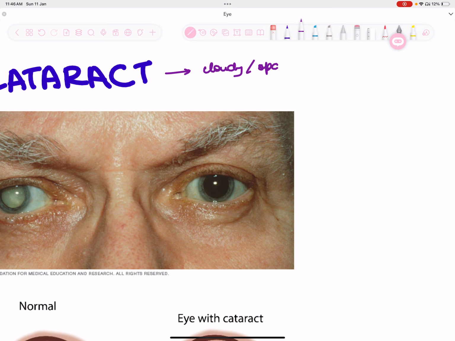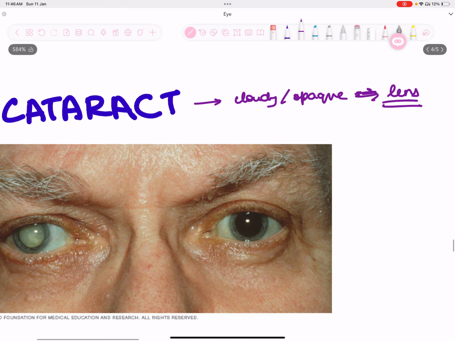So the cloudy or opaque appearance of the lens. The lens basically starts becoming cloudy and opaque. This is what cataract is. It is pretty common, and other than that, it occurs in older people. So these are three things that you need to know.